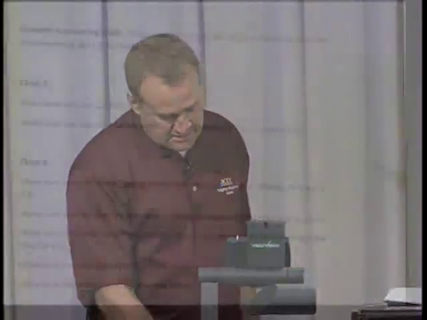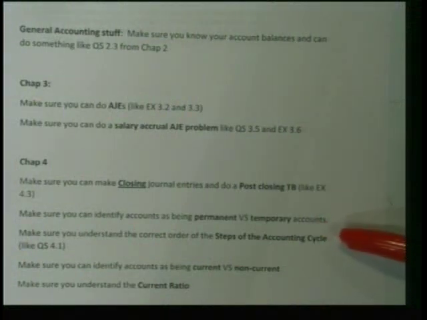Back to this. I'm going to list you accounts and you've got to tell me whether they're permanent or temporary. We know that our permanent accounts are assets, liabilities, and capital, right? We don't close those accounts. What are our temporary accounts? Revenues, expenses, withdrawals, and there's one other one. What's that? Income summary is temporary. We zero that out. We close that out. So I'll give you a list of accounts and you tell me whether they're permanent or temporary.